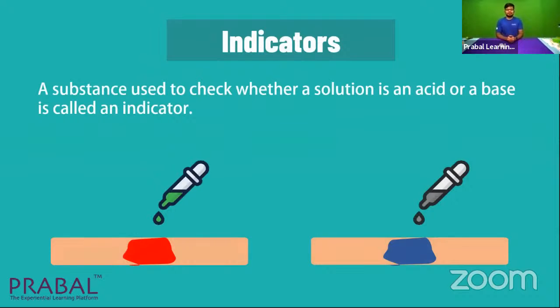So we are going to start with indicators. An indicator is a substance that is used to check whether a solution is an acid or a base. Indicators react with acids and bases and give different output, and depending on what output they give, we can classify that particular solution as an acid or base. Today's session will be focused mainly on indicators.